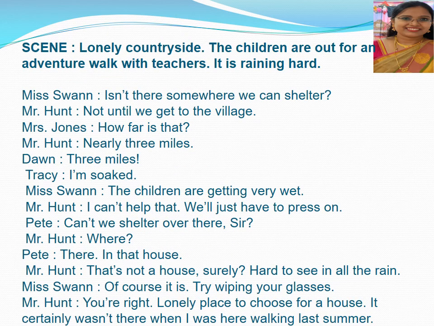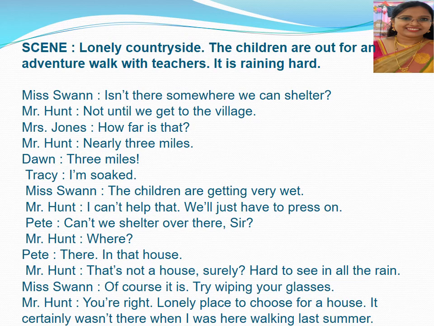So let's start our first scene. Scene number 1. It's a lonely countryside. The children are out for an adventure walk with teachers, and it's raining hard. Okay, that means the children are out with their teachers, and for some picnic they have come outside, and on the way it was raining. So let's see the dialogues.